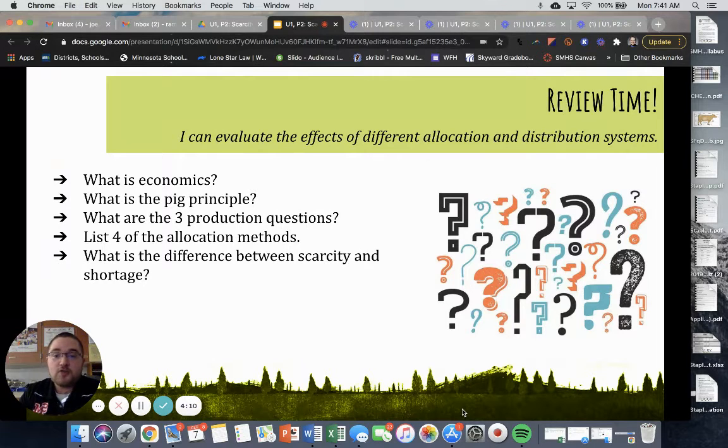The 3 production questions are as follows. So what and how much is to be produced? How are those items going to be produced? And how are those items going to be allocated or distributed to all others in the economy?